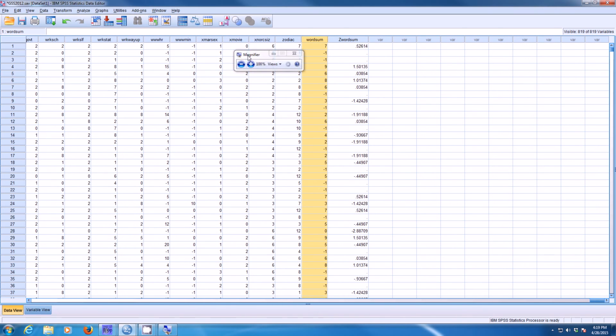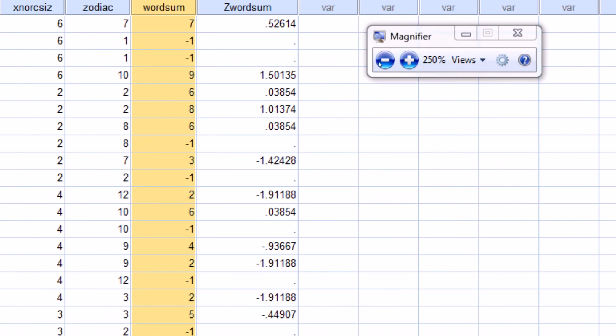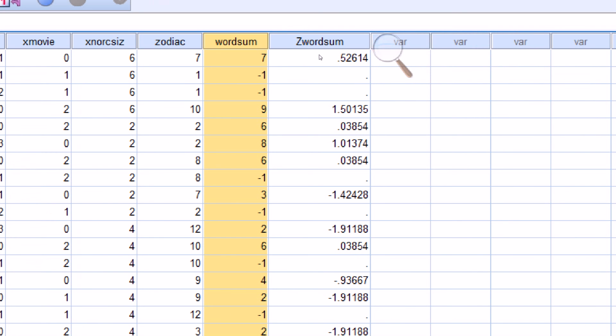And let's scroll in and take a look at some of these. Now, negative 1 for the original variable word sum indicates a missing value. So that wasn't used in the creation of this z word sum variable, the z-score equivalent. So when you see -1, that just means a negative value. And notice that SPSS uses a dot to indicate that a value is missing. But now look at the ones that are non-missing.